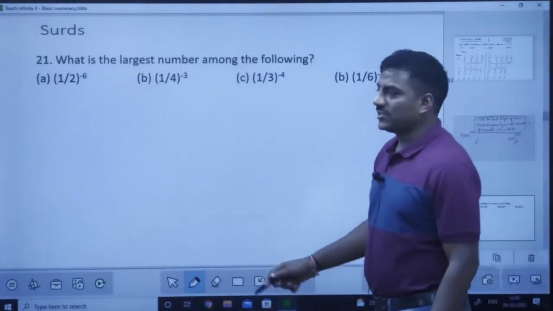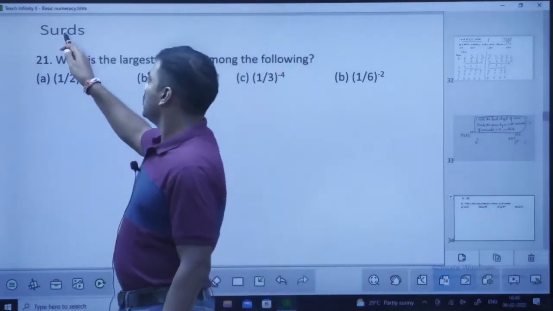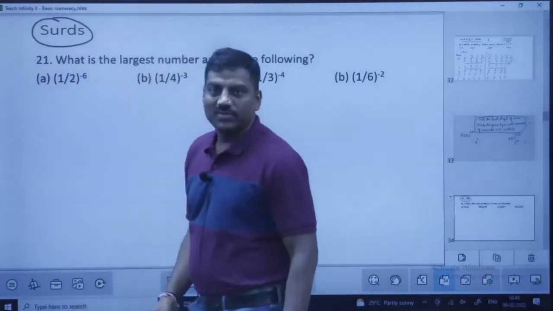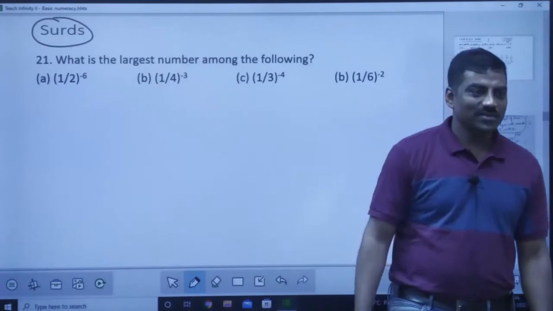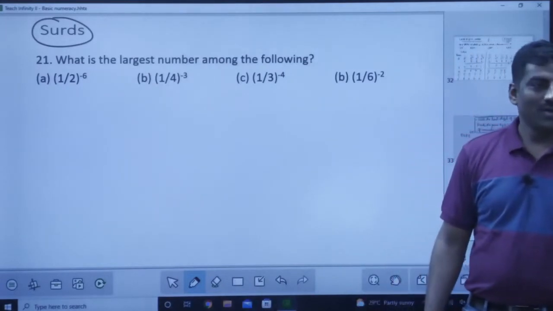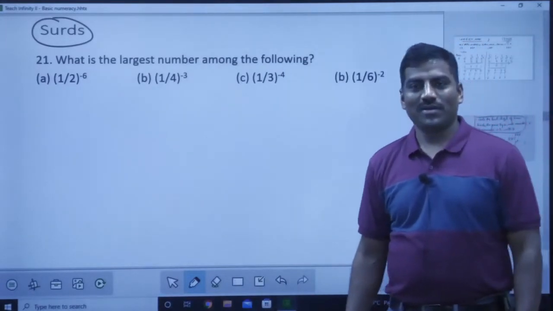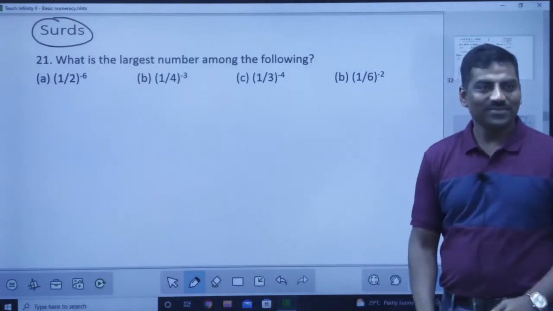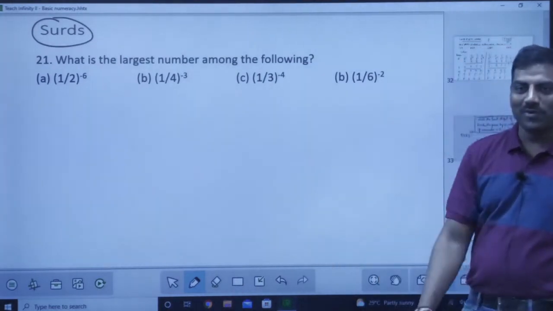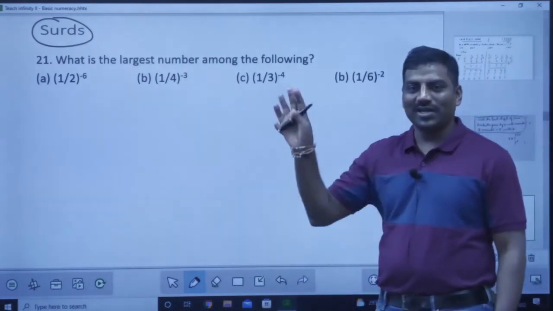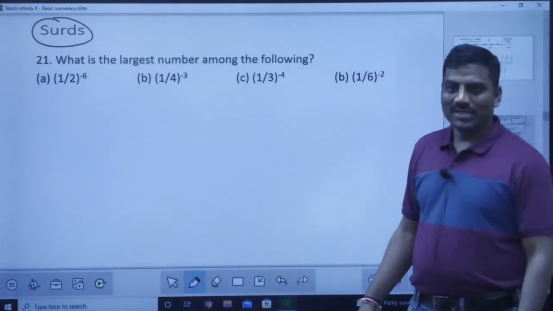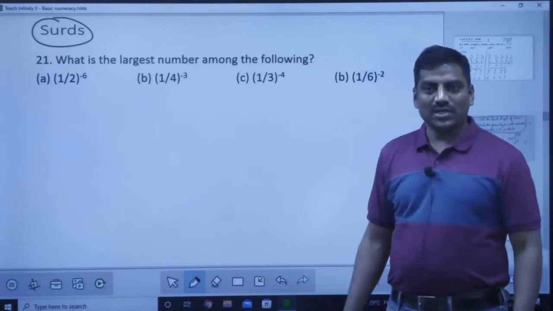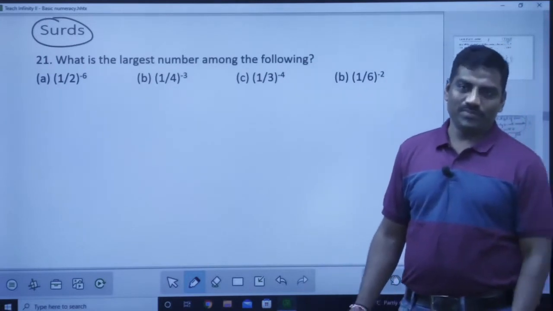Then, have you heard of this word, surd? Not curd, surd. Have you heard of this word? No problem if you have not heard it. It is not a great miss in life. Without knowing this word, you have already studied this thing.